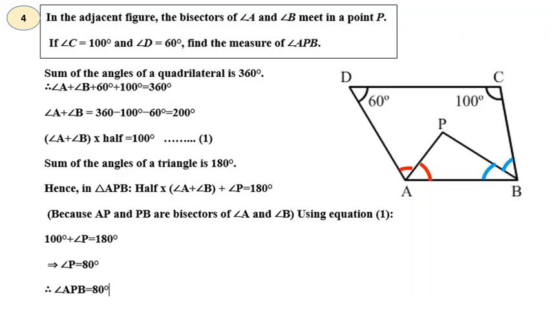So 260 you will get in place of A plus B. A plus B will be 260. Half of A plus B will be 130. So you will be able to find the angle P. Okay, let me proceed.